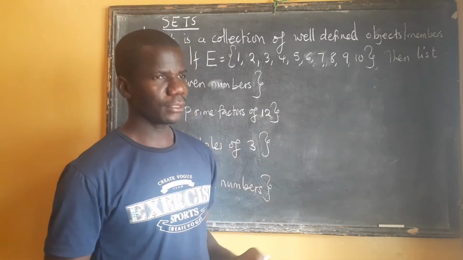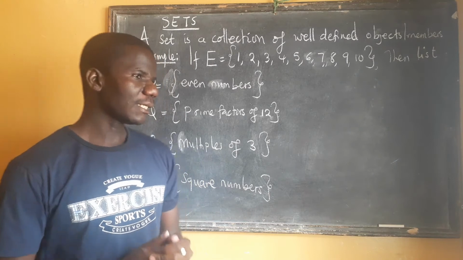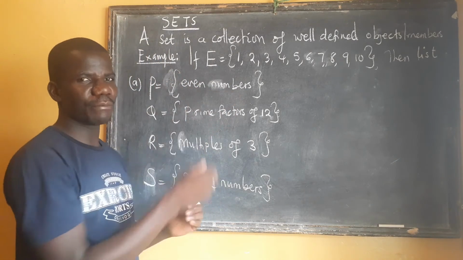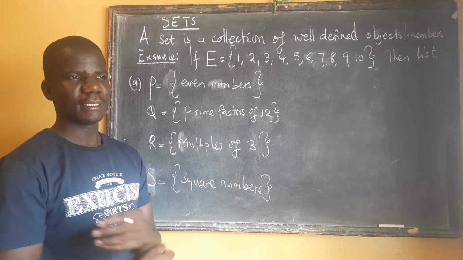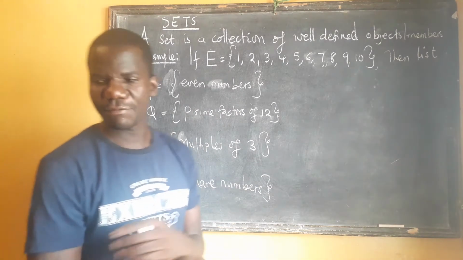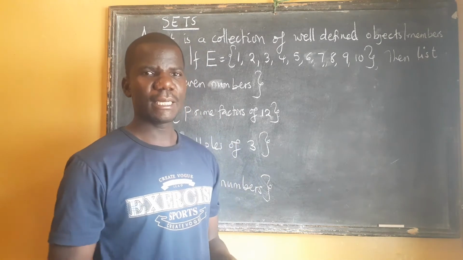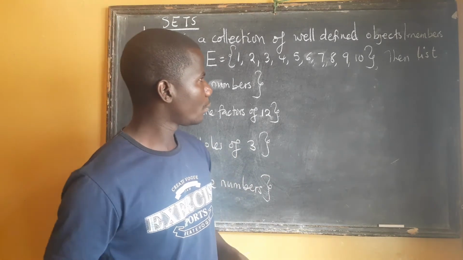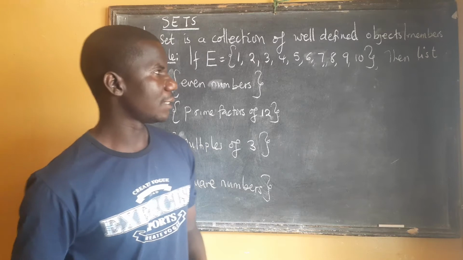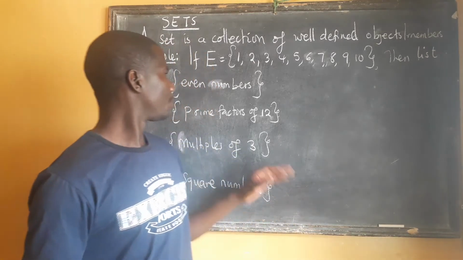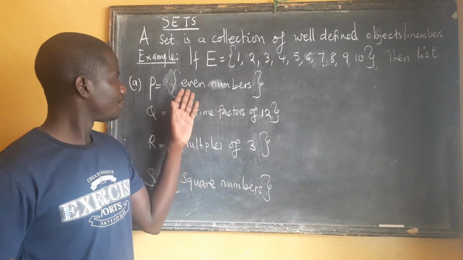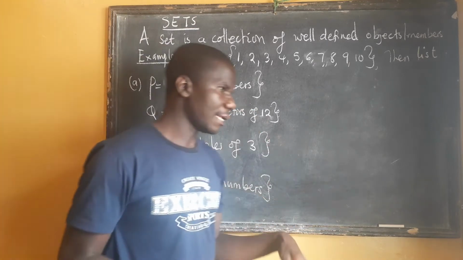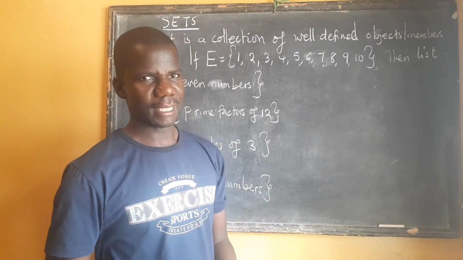Now, from the universal set, we need to start listing these sets. The sets have been given in words. So you can refer to the Progress Grade 10 book, as well as the secondary school mathematics book, where those definitions have come from. Okay? So, we have the first set, which is a set of even numbers. Now, you need to know what even numbers are.